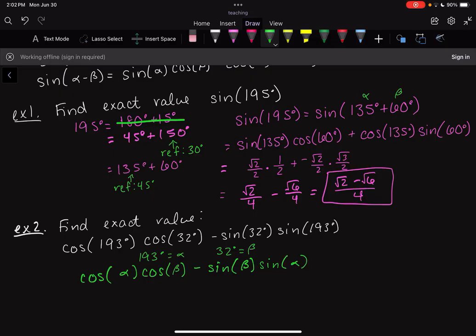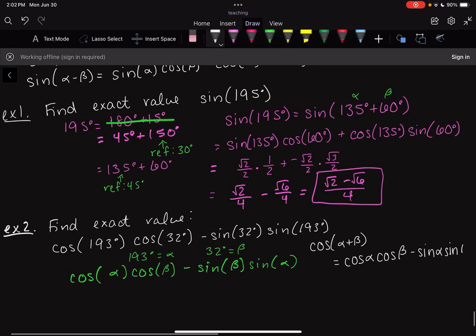Because if you go back and look at the cosine sum identity, here's what that looks like. It said cosine alpha plus beta is equal to cosine of alpha times cosine of beta minus sine alpha sine beta. So we're seeing the same thing, it's just that these two were switched. However, that really shouldn't cause a concern because multiplication is commutative, so it doesn't matter which one comes first when it's multiplication.